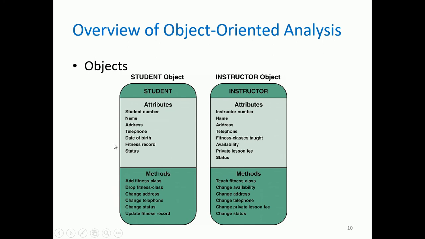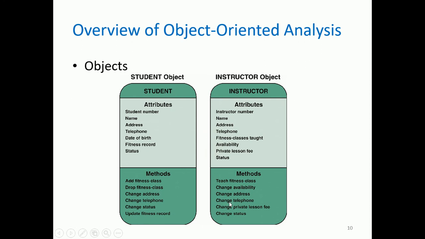So they have common attributes, but they have unique attributes that differentiate one object from another. For example, what makes a student object different from an instructor object is that the student object has a student number, date of birth, and fitness record. While the instructor object is different from the student object in that the instructor has an instructor number, fitness classes taught, availability, and private lesson fee.